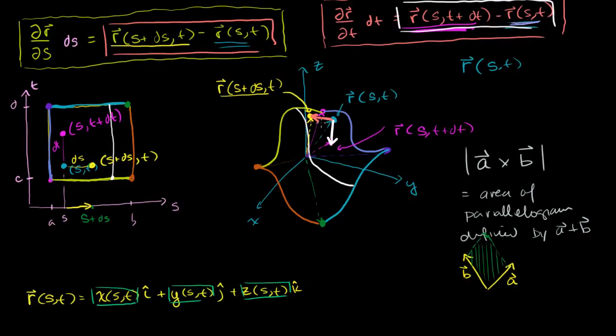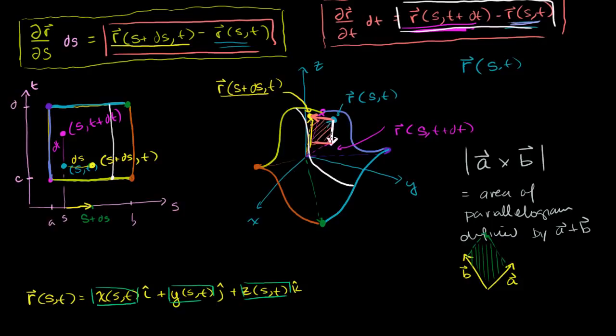So going back to our surface example, if we were to take the cross product of this orange vector and this white vector, I'm going to get the area of the parallelogram defined by these two vectors. So if I take the parallel to that one, it'll look something like this, and then a parallel to the orange one, it'll look something like that. So if I take the cross product of that and that, I am going to get the area of that parallelogram.